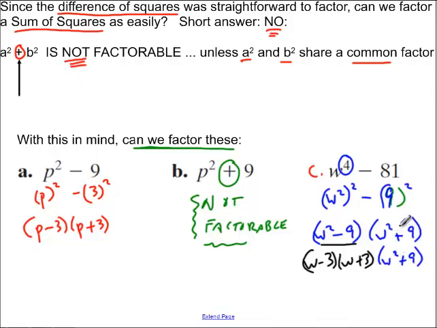Then w squared plus 9 stays as w squared plus 9, because it's a sum of squares. A sum of squares is not factorable unless w squared and 9 share a common factor, but they don't. So here is our complete factorization: w minus 3, w plus 3, w squared plus 9.